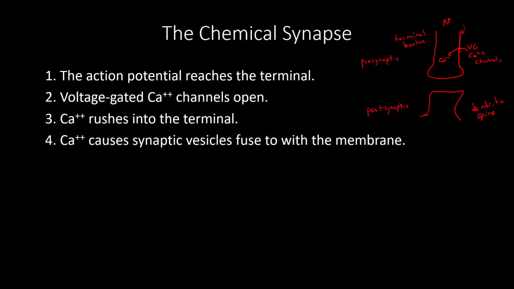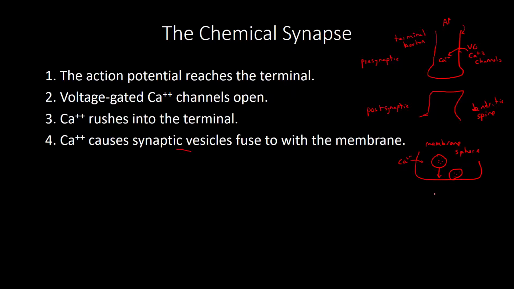When the calcium comes into the terminal, it's going to interact with synaptic vesicles. Those vesicles then will fuse with the cell membrane. So a synaptic vesicle is a membrane sphere. Inside it, I'm going to have a chemical called neurotransmitter. Normally, that's floating around in the presynaptic terminal. When calcium comes in, it's going to interact with this, and it's going to cause this to fuse. It's going to move down to the membrane and then fuse.